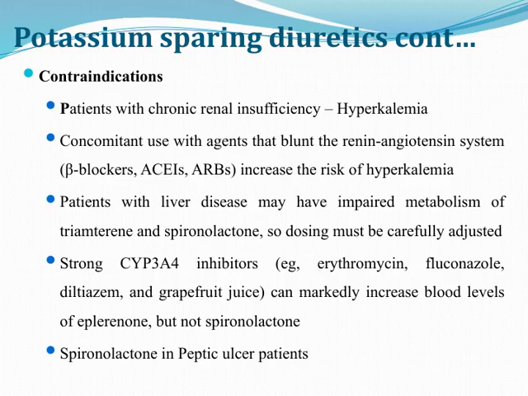Another key point involves strong CYP3A4 inhibitors, like erythromycin, fluconazole, diltiazem, or even grapefruit juice. These substances can significantly increase blood levels of eplerenone, potentially leading to adverse effects, but interestingly, they don't have the same impact on spironolactone. Finally, for patients taking spironolactone who also have peptic ulcers, extra caution is advised. It's crucial to weigh the benefits against potential risks in this group. All these points highlight the importance of understanding these contraindications to use potassium-sparing diuretics safely and effectively.